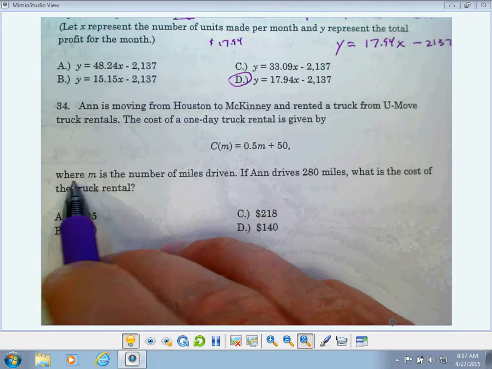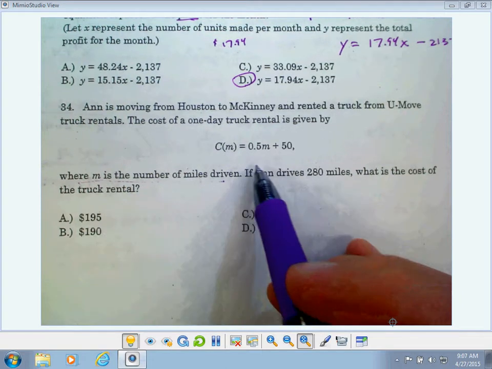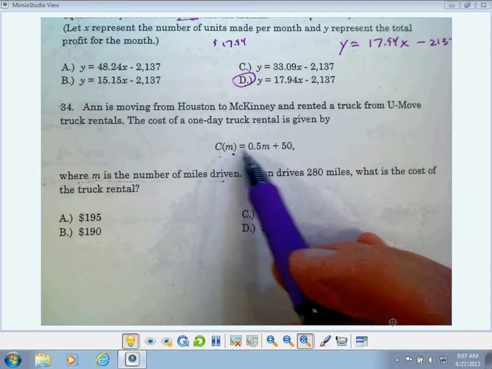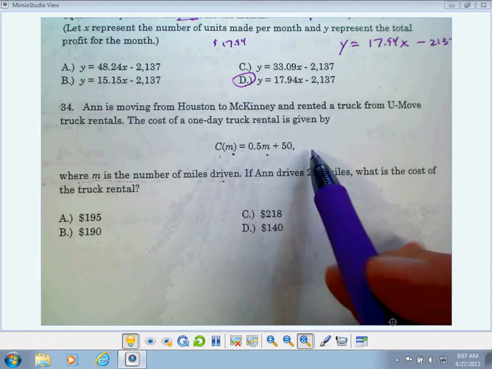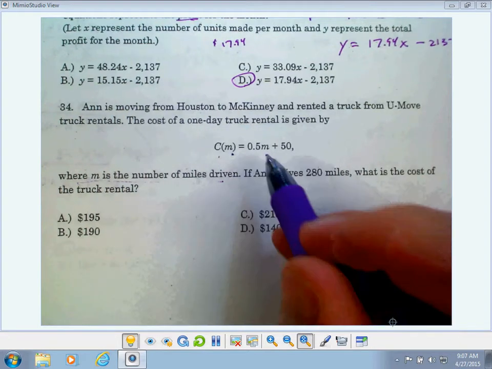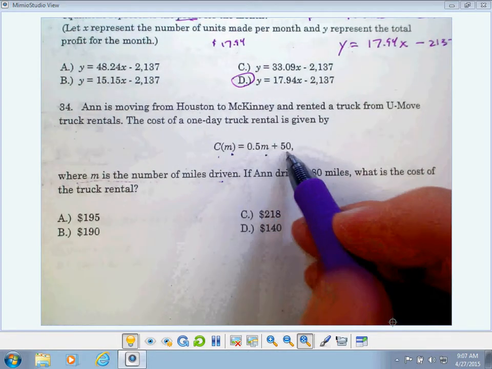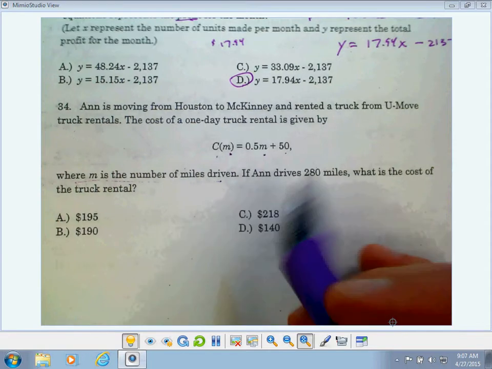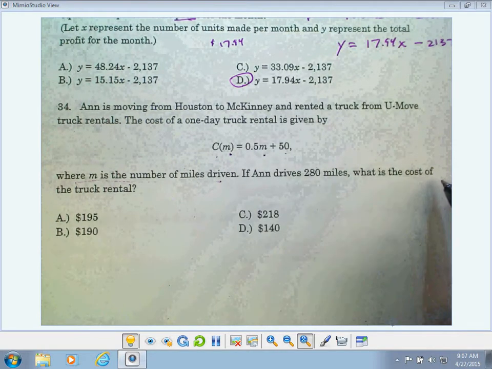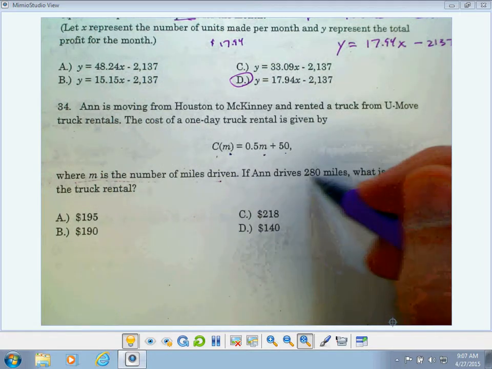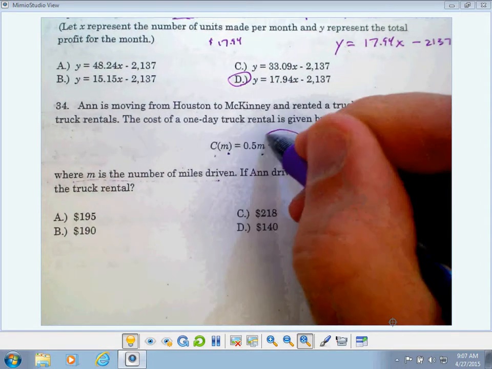So right here is where it says that. Our cost based on the miles driven is 0.5 per mile plus 50. So I read this as probably 50 cents per mile plus $50. So if Ann drives 280 miles, what's the cost of the truck rental? Okay, this is asking you to substitute. So you're taking the 280 miles and putting it where the M is.